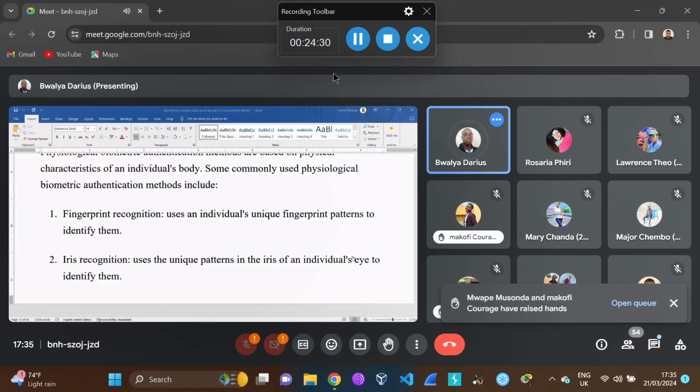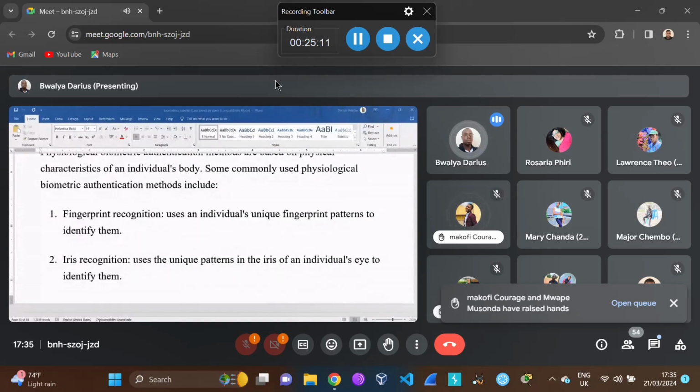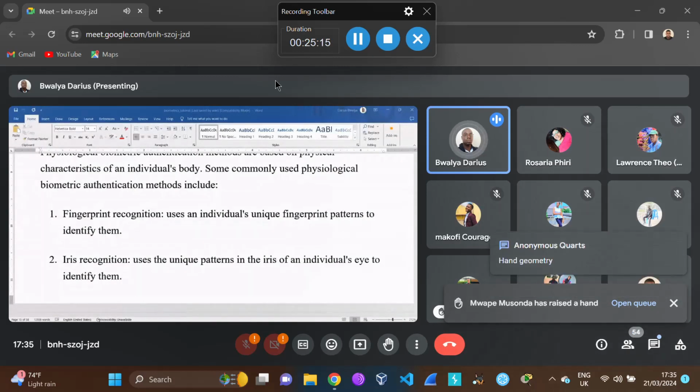Okay, so let's see. Yes, Mwape, what do you think will be included in this? Mwape is gone. How about Makofi Kare? Okay, it is something. Yes, Karej. Facial recognition. Yes, facial recognition as well. Mm-hmm. Facial. Okay. Mwampe Musonda again. Yes, and geometry, yes. All those.